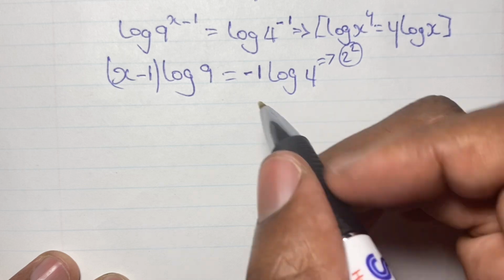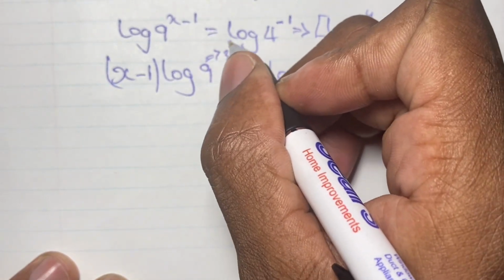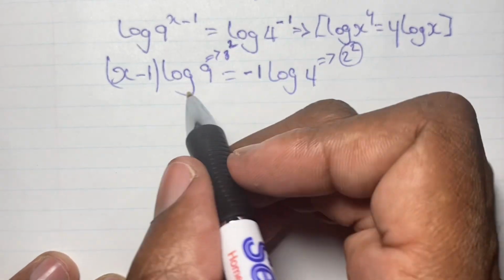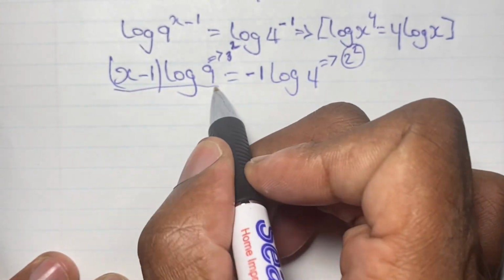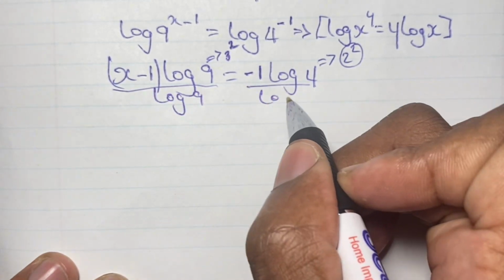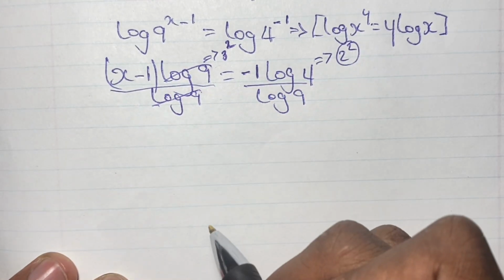So we said that 4 can be simplified as 2 squared, and over here we have 9, and 9 can be simplified as 3 squared. So just remember to please take note of these. Now moving along, we divide both sides by log 9 to cancel out the log 9 on the left, and on the right we will have negative 1 log 4 over log 9.